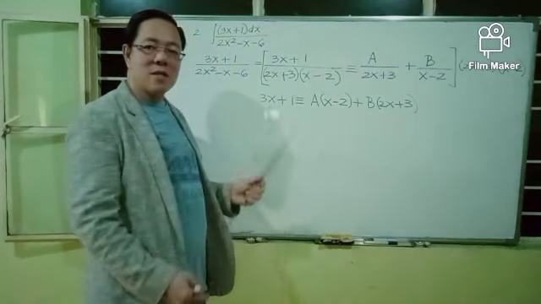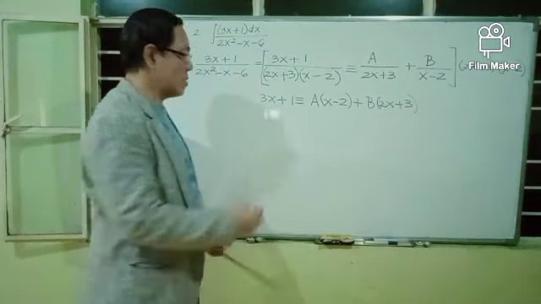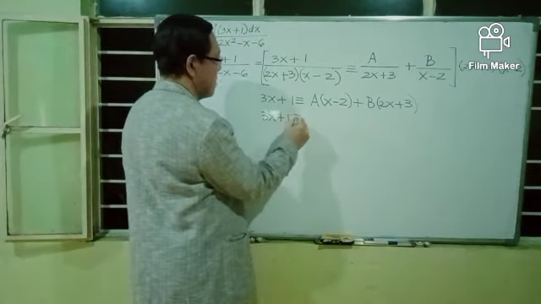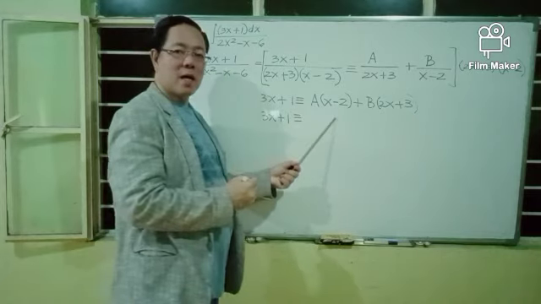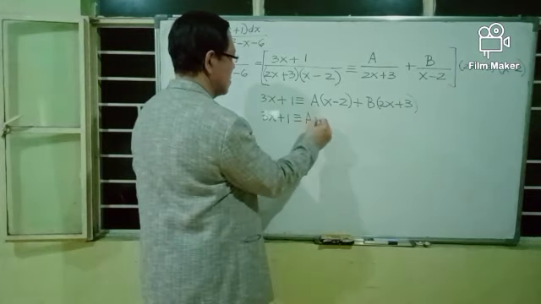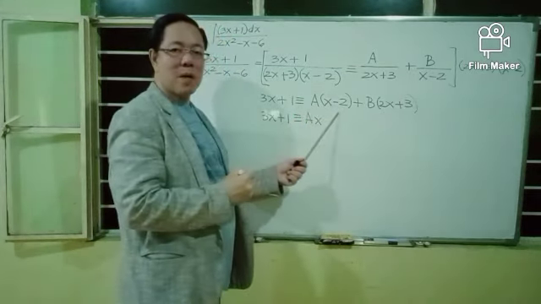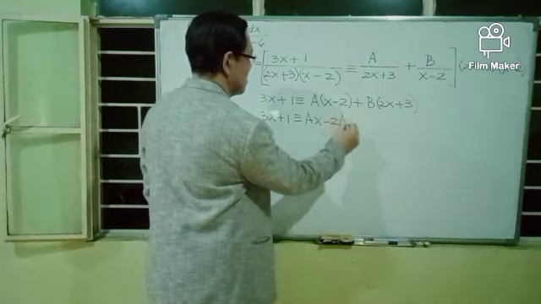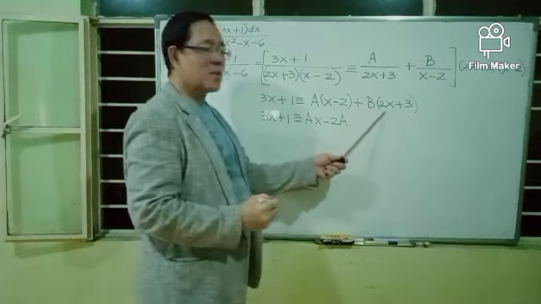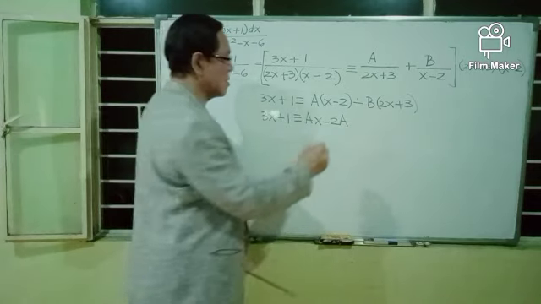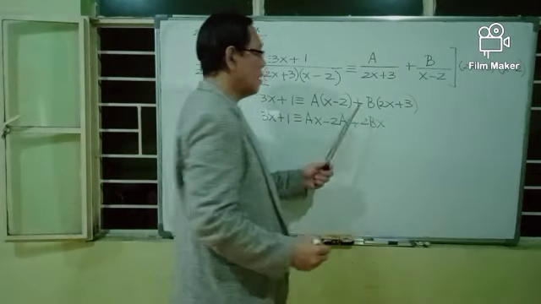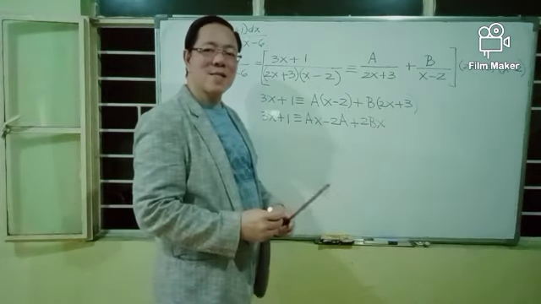The left-hand side is the same, 3x plus 1, is equivalent to ax. A multiplied by minus 2 is minus 2a. We have b times 2x is 2bx. And b multiplied by 3 is 3b.